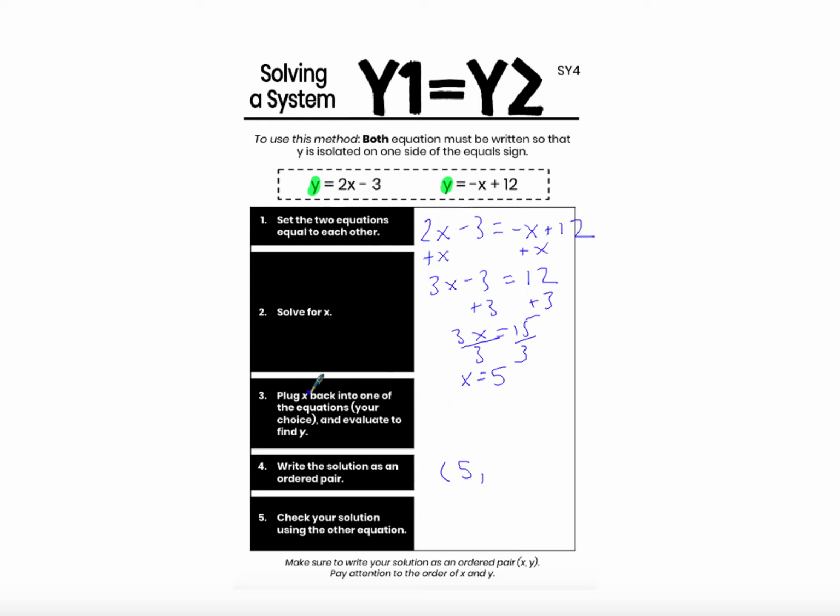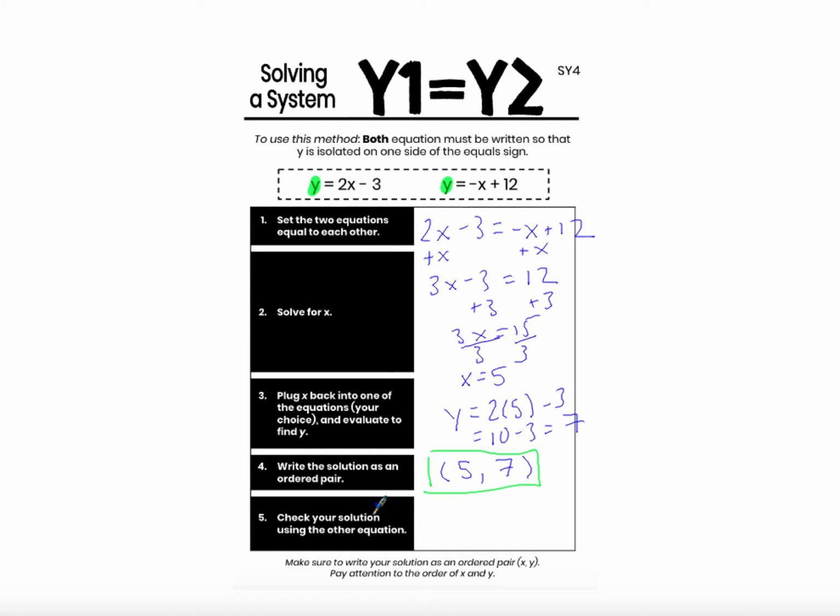So I'm going to do that by plugging x back into either of the equations, my choice. I usually just use the first one because why not? y equals 2 times 5 minus 3, which is 10 minus 3, which is 7. So that gives me the second half of my solution. So my solution is the ordered pair (5, 7).